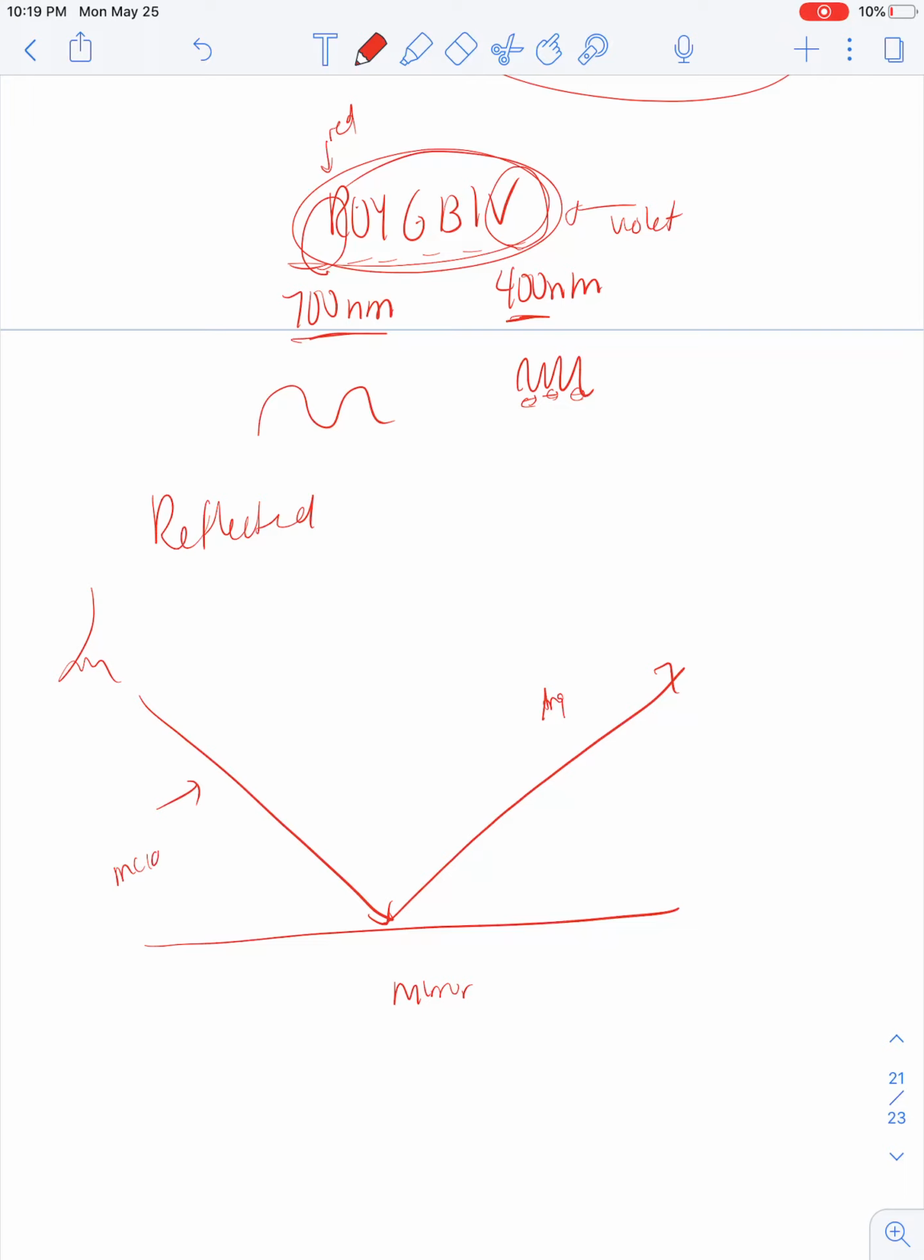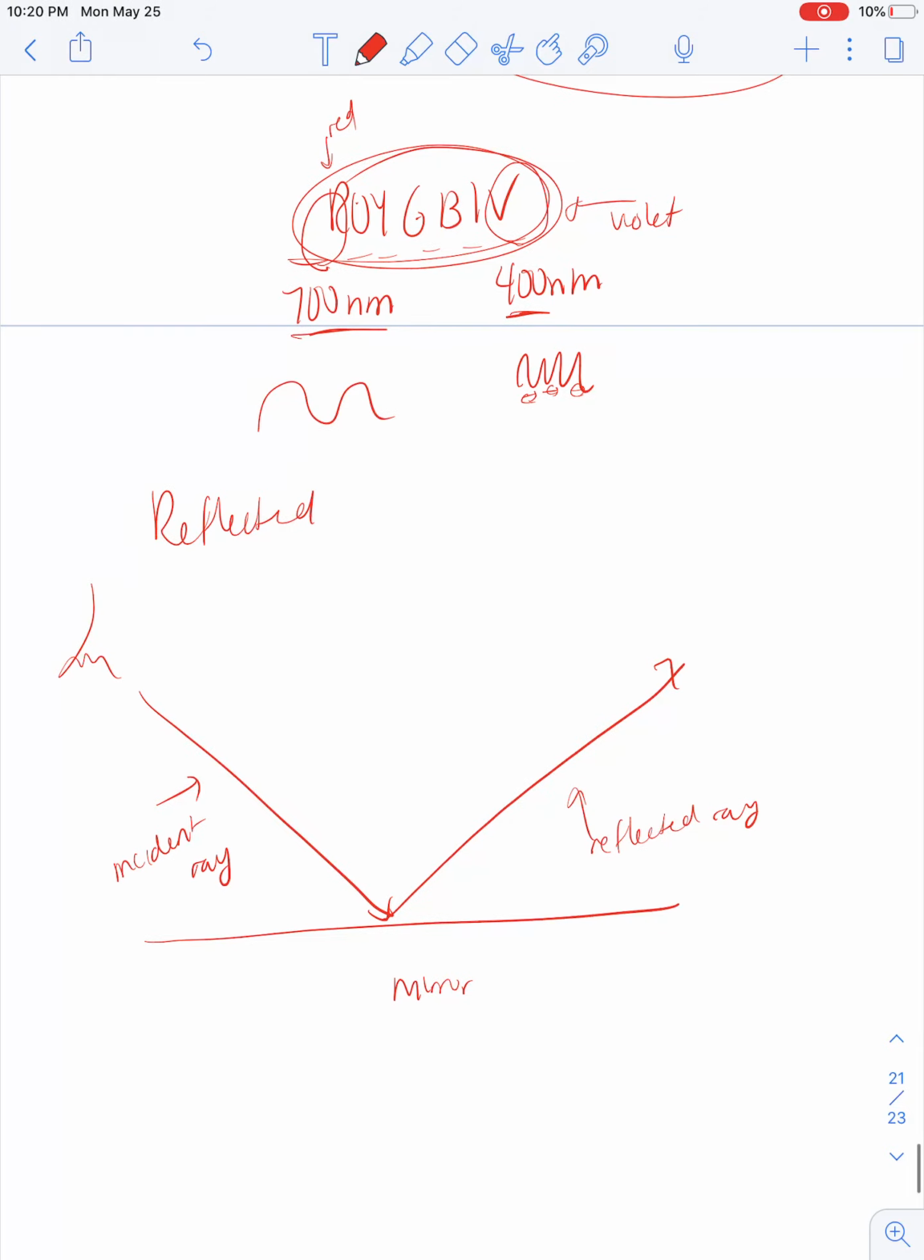Let me just start again. This here is called the incident ray. It's not an angle. We haven't dealt with the angles yet. This here is called the reflected ray. Okay, so the incident ray is the ray of light coming in, and the reflected ray is the ray of light that's being reflected. This here that I'm drawing right here is called the normal. So the incident ray hits the normal, and then it's reflected and becomes the reflected ray.